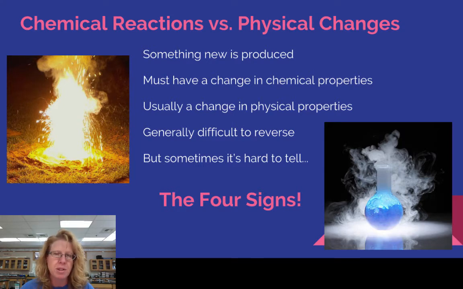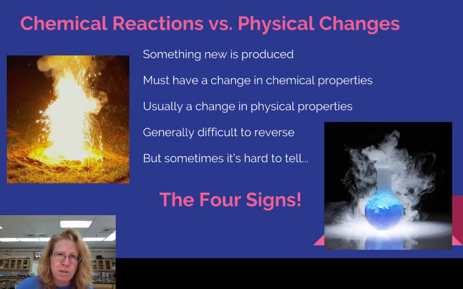Generally, chemical reactions are a little bit more difficult to reverse than a physical change. Many physical changes are simply changes in size, shape, or texture, or maybe a change in physical state, like heating it up, cooling it down, making it a solid, liquid, or gas. Usually with chemistry, once a chemical reaction occurs, it doesn't want to go back to its original state. Again, not always, but sometimes. And again, sometimes it's hard to tell.